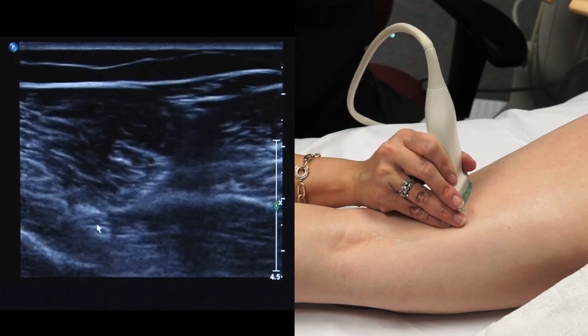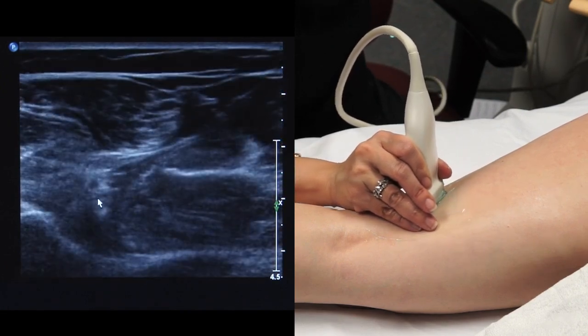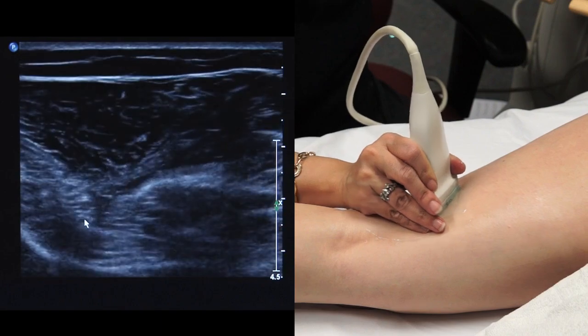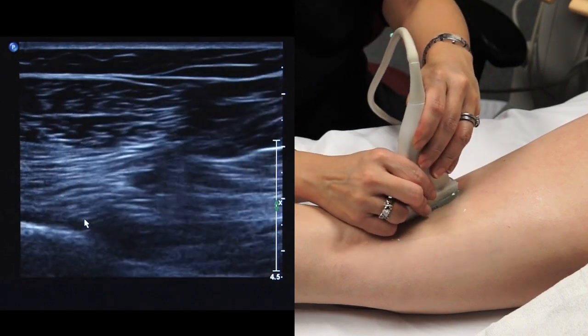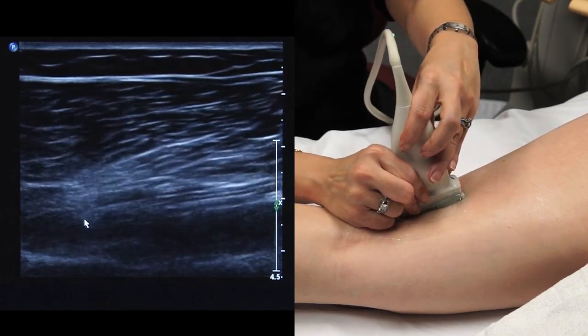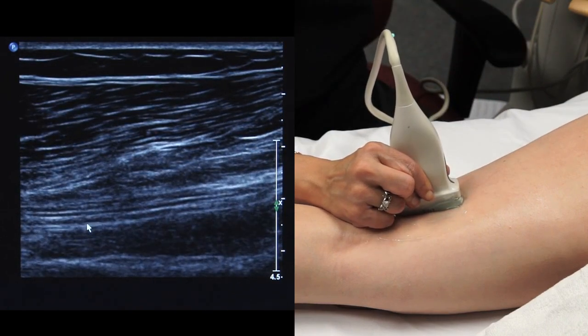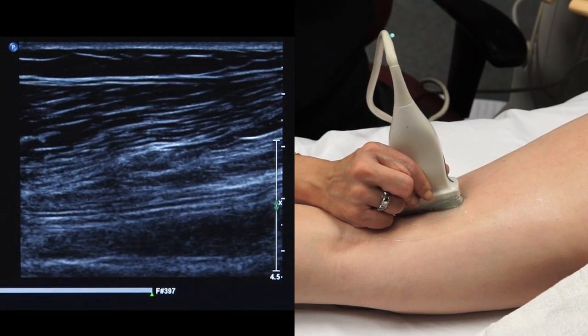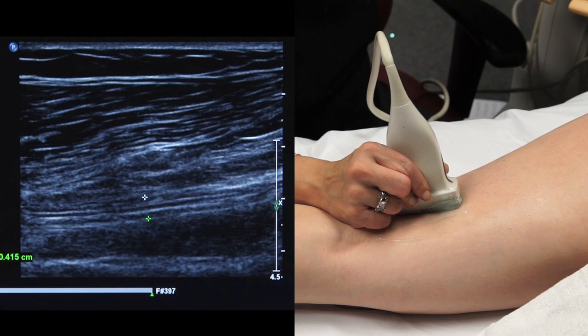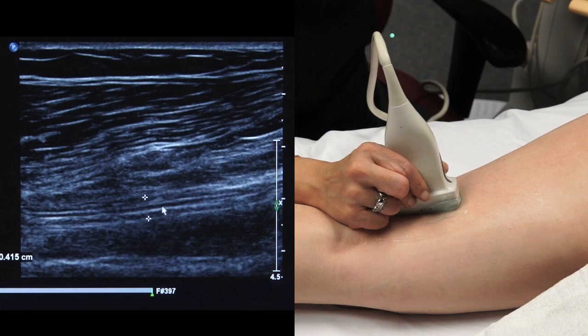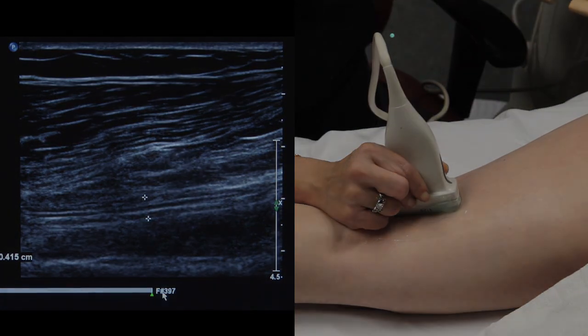And with any structure, of course, you want to scan in the transverse plane and also in the long axis. And here you can see the fascicular pattern of the sciatic nerve, and you can see the hypo to anechoic fascicles surrounded by the more hyperechoic perineural tissue.